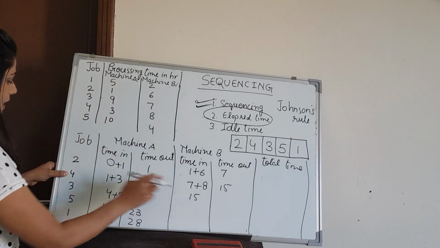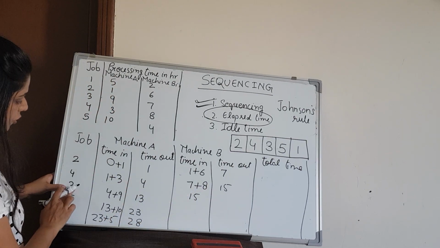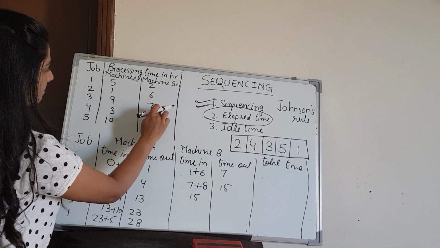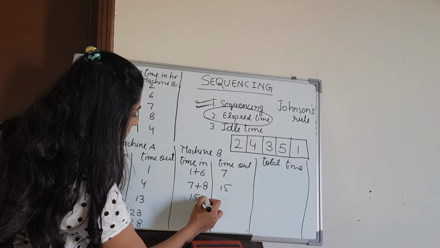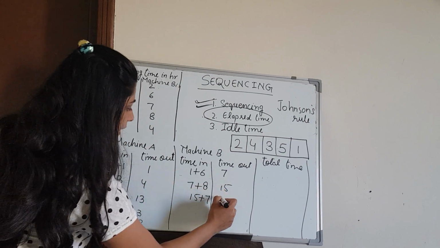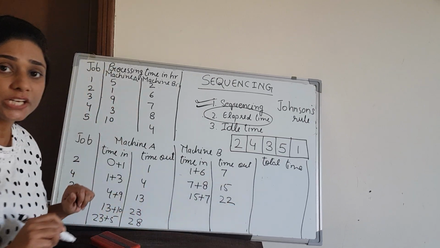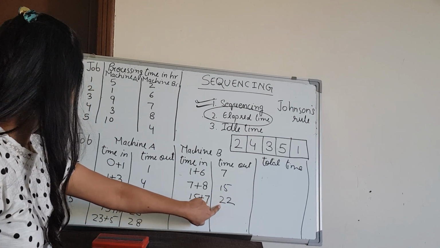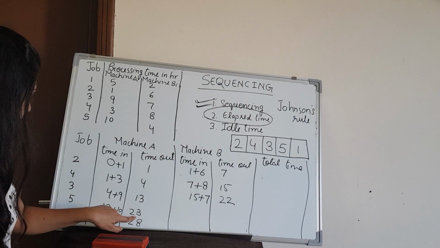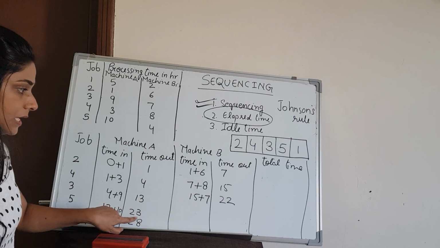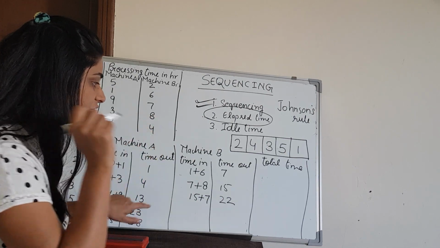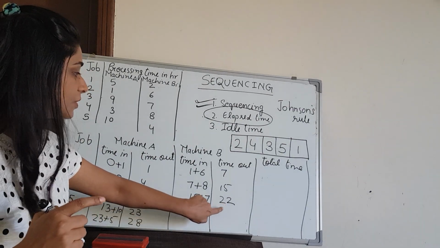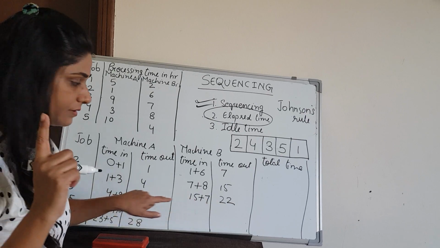Here 15. And third job for machine B. Third job machine B is timing 7. So 7 plus 15 is 22. Now pay attention here, guys. Here time out is 22 and machine A is completing its job in 23 hours. So it means that machine B has to wait 1 hour. Machine B is completing in 22 hours. So machine B is waiting 1 hour.